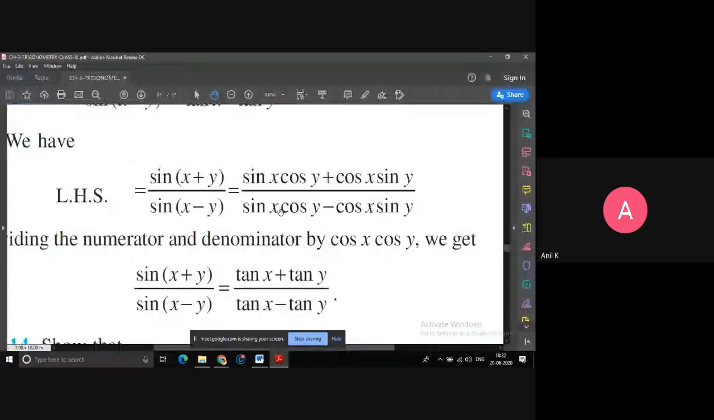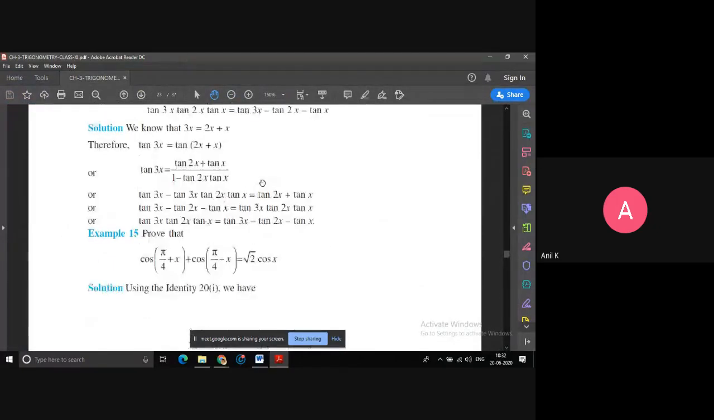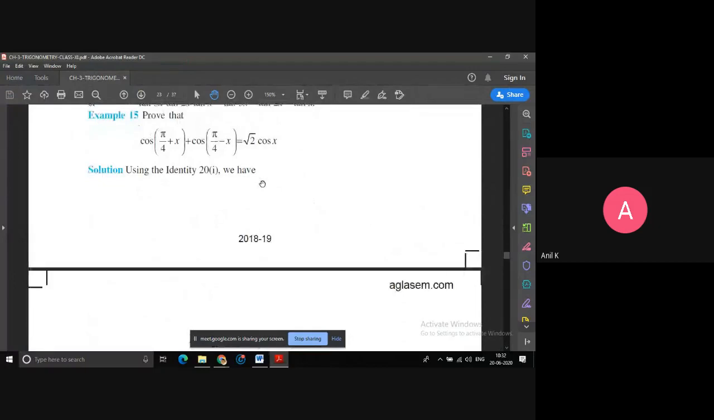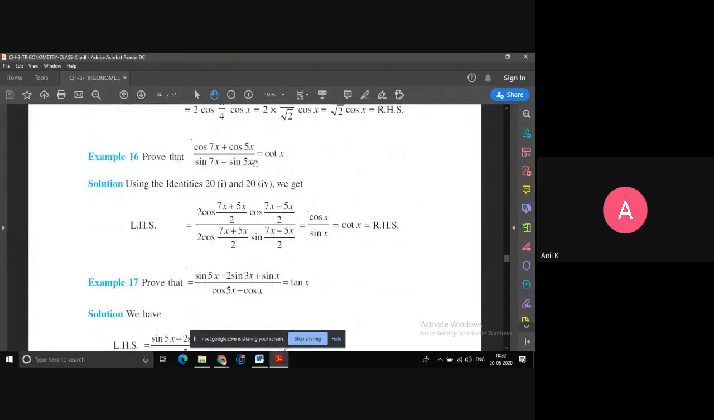Okay, let me zoom in. Tan x plus tan y upon tan x minus tan y. Is that okay? There are other identities you can use. Try other examples. Now let me come to the examples which you have in 3.3.